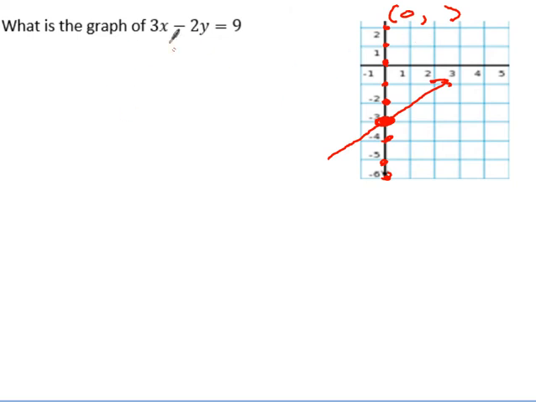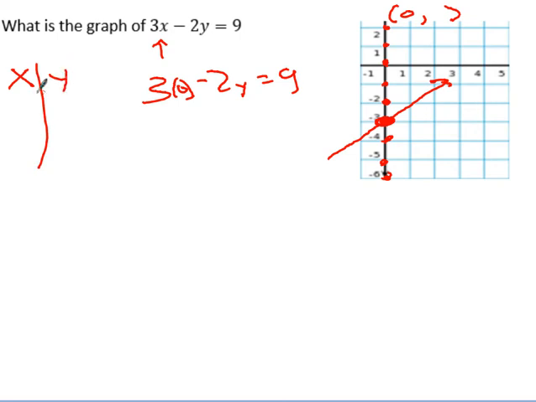Knowing that information, one cool thing about linear equations is that if I want to know what my y coordinate is whenever x is 0, I can plug in 0 for x right here. I have 3 times 0 minus 2y equals 9. Because x and y represent any ordered pair on the line, I can figure out the point when x is 0. It's almost like having a rule where I can plug in an input and figure out my y by substituting it in, and then I just solve the equation.